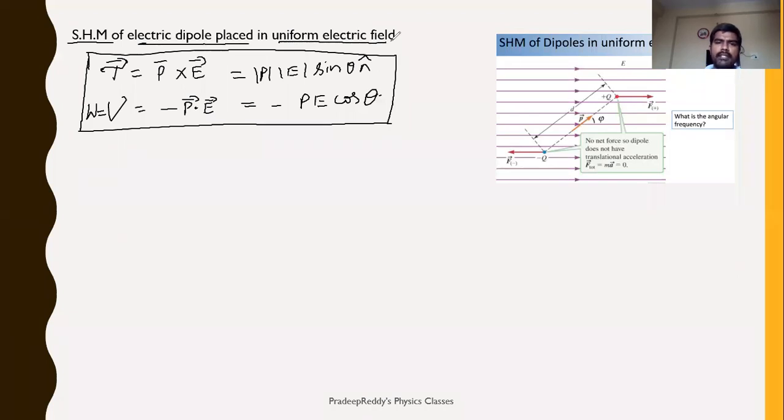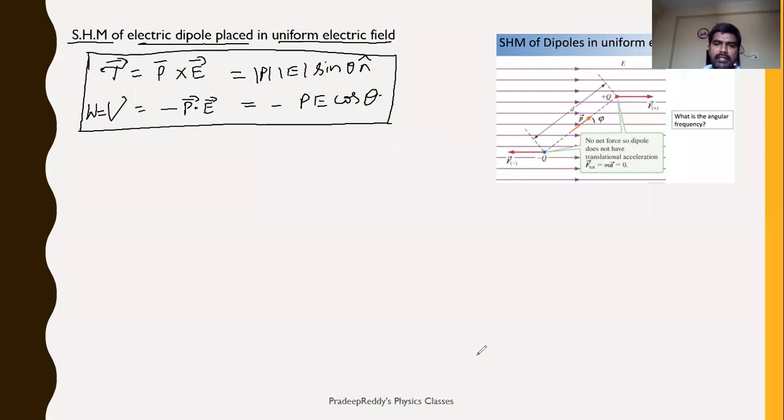So you are placing a dipole in a uniform electric field, and that will be executing simple harmonic motion. First I will explain how it exhibits simple harmonic motion, and after that we need to find the equation for the time period of simple harmonic motion of the electric dipole placed in a uniform electric field.